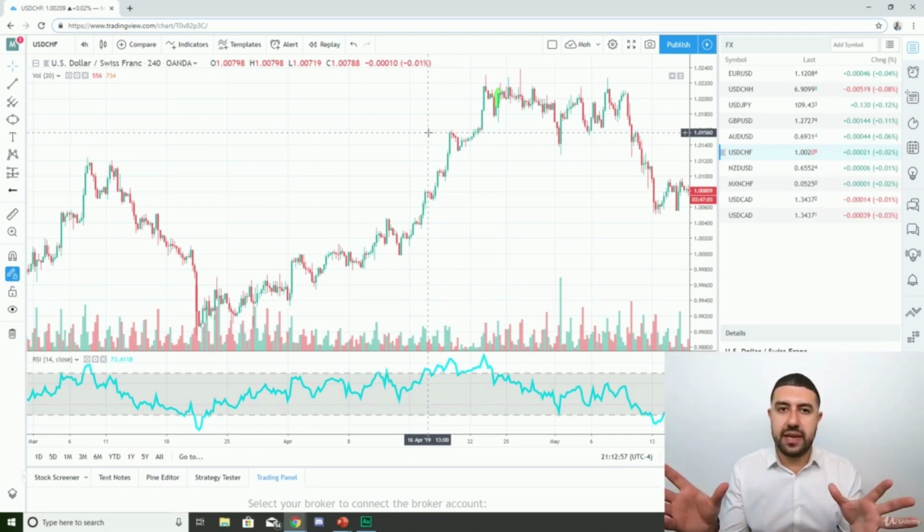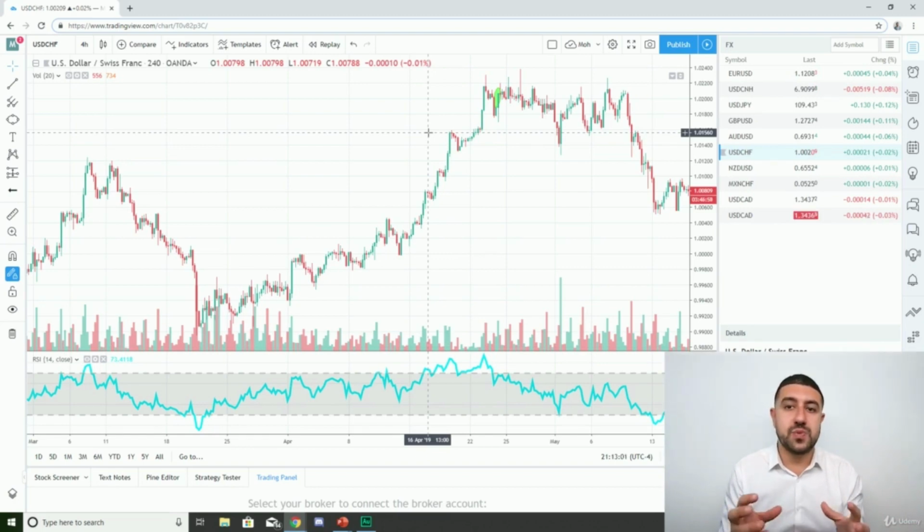Again, with all these indicators, the more you use them, the more you play with them, the better you'll get at spotting when to use them and when not to use them and how to use them, and you'll get better at using them as well.